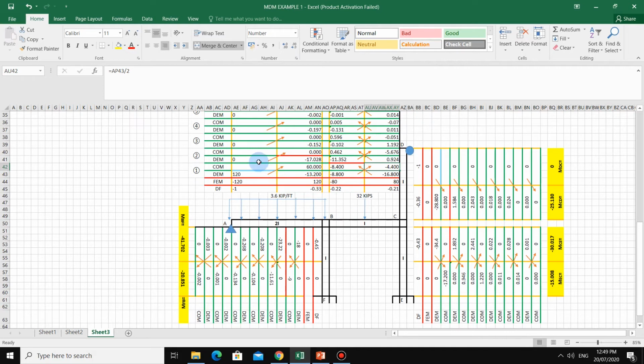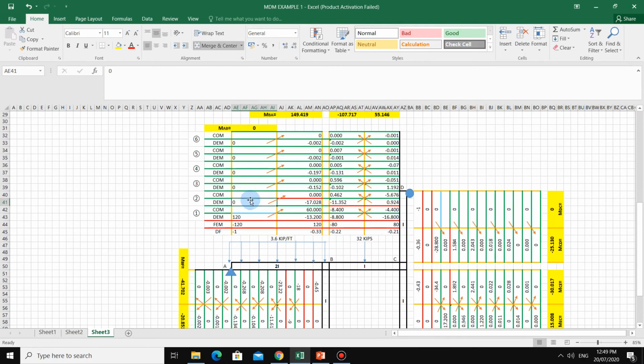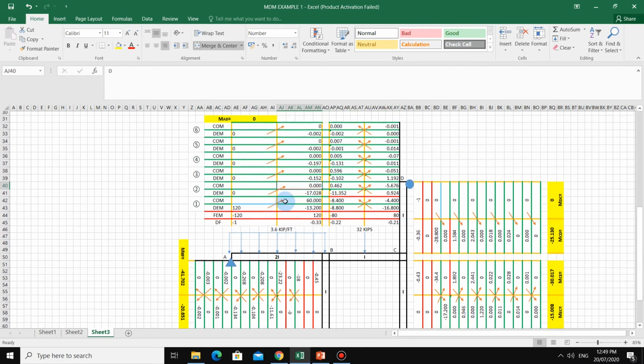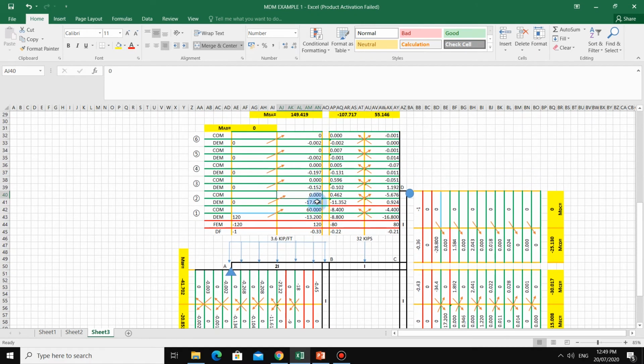Okay, so for the second cycle, we get the DM again, the distributed end moments. So this is 0 already, so it is imaginary 0, guys, for us to have this 0 here, so that we can see the distribution. So again, we are concerned with B, DM. Okay, so we get negative 17.028.